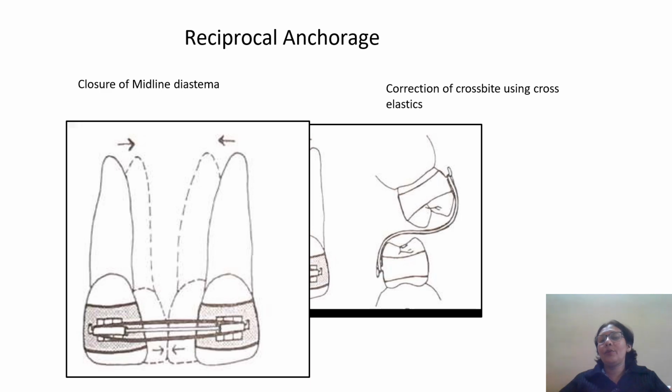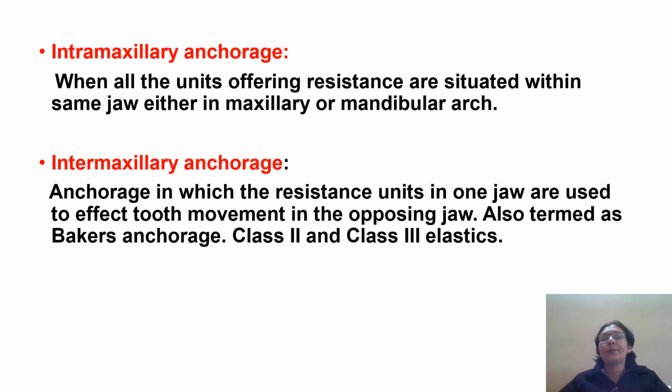Now, cross elastics being used for correction of crossbite are also an example of reciprocal anchorage. As you can see, the maxillary premolar will move palatally, while the mandibular will move buccally and will correct the buccal non-occlusion.